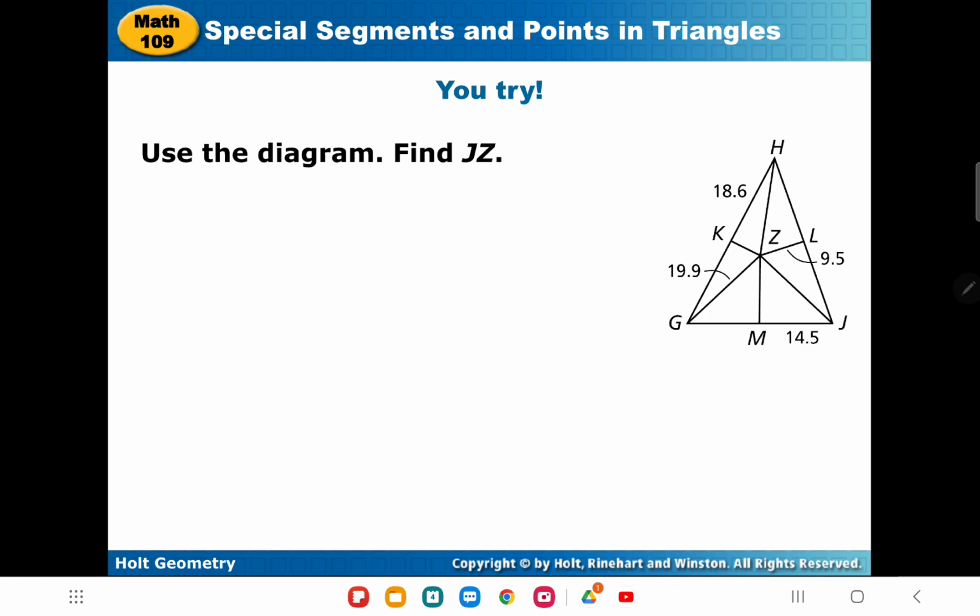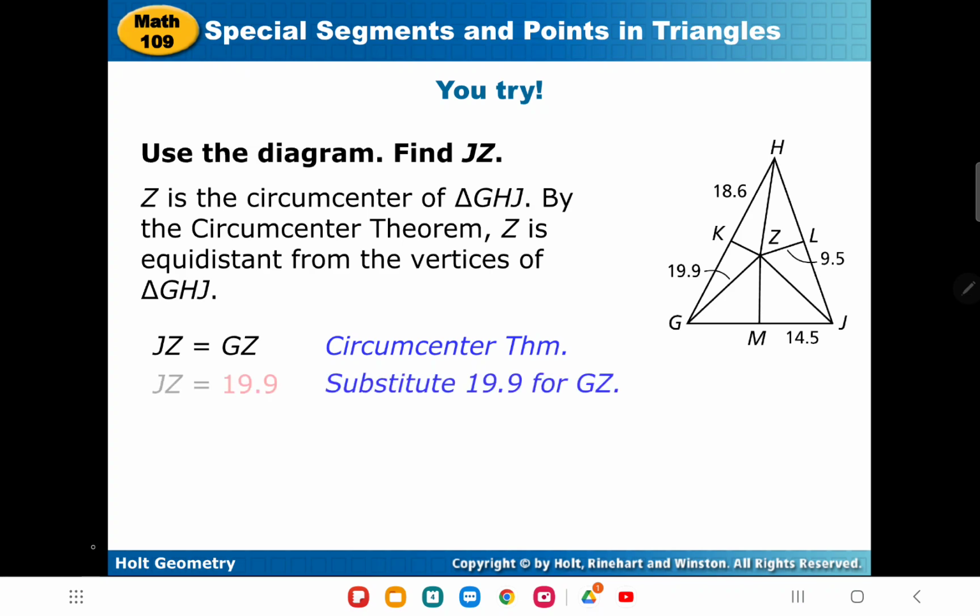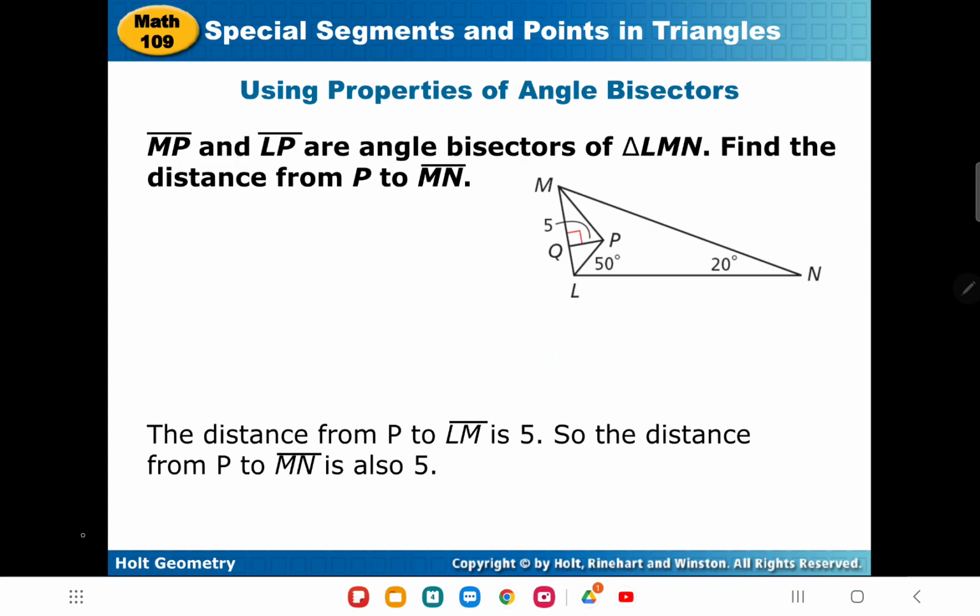Here we go. In this diagram, you try. Find the value of JZ. Again, Z is the circumcenter. Hopefully you've used the circumcenter theorem, recognizing that Z is equidistant from the vertices of triangle GHJ. You haven't been tempted away by all of those other great decimal values. We see that JZ must be equal to GZ, and by substitution, JZ is equal to 19.9. By the way, HZ is also equal to that.